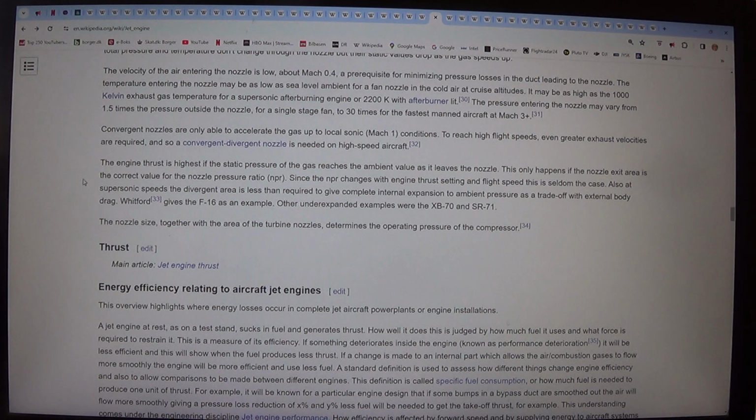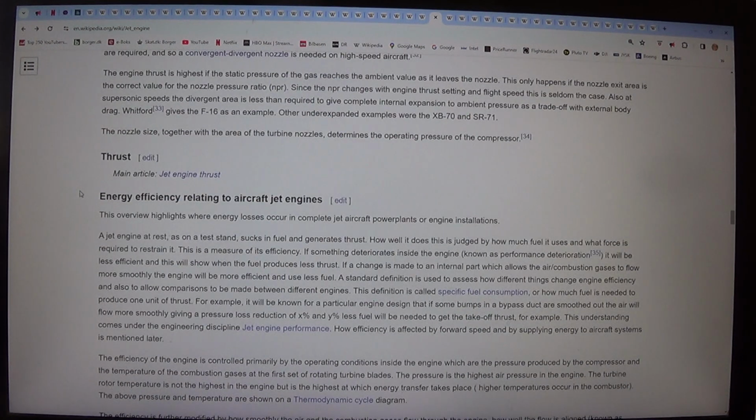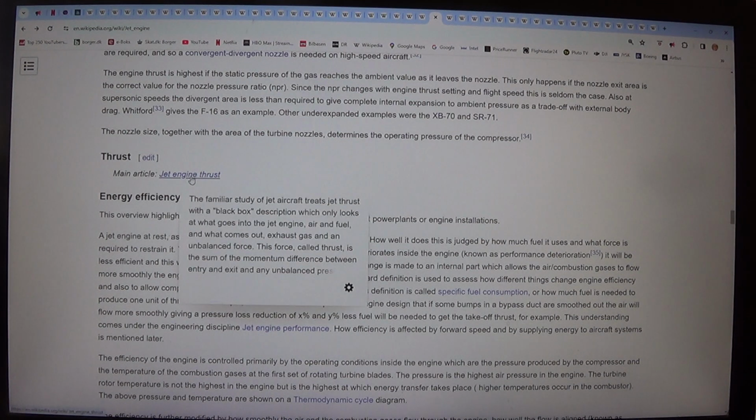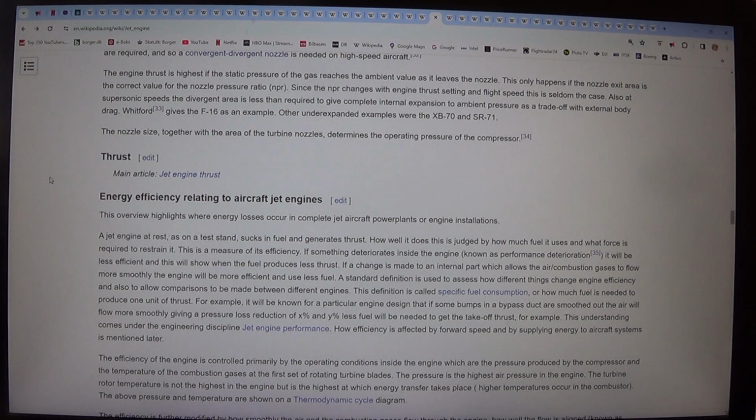speed this is seldom the case. Also at supersonic speeds the divergent area is less than required to give complete internal expansion to ambient pressure as a trade-off with external body drag. Whitford gives the F-16 as an example. Other underexpanded examples were the XB-70 and SR-71. The nozzle size, together with the area of the turbine nozzles, determines the operating pressure of the compressor.